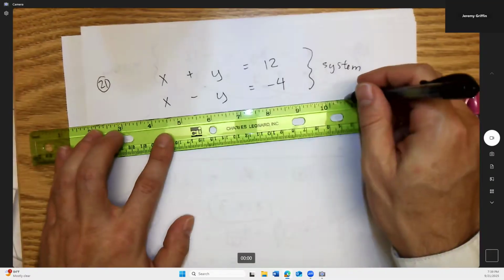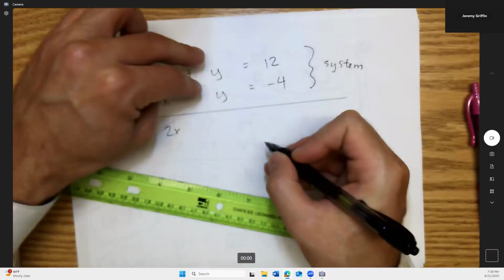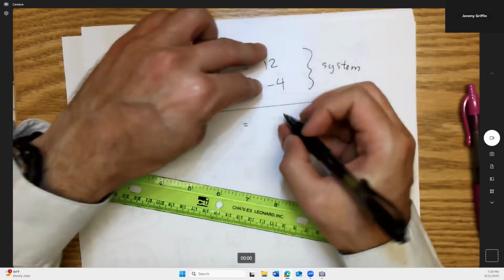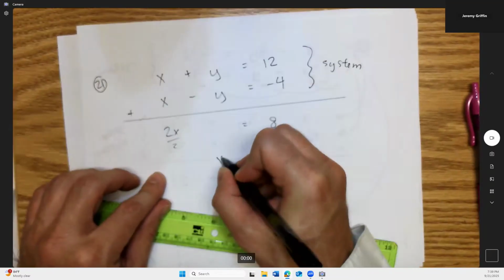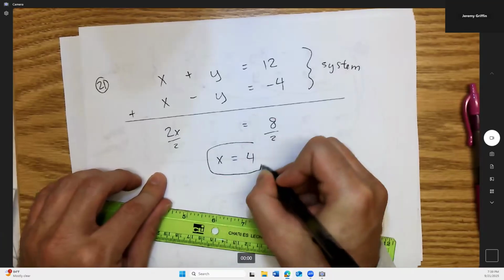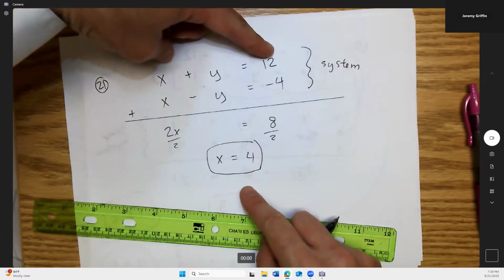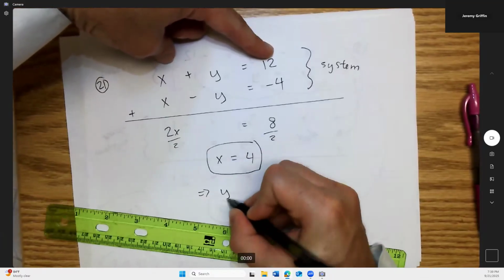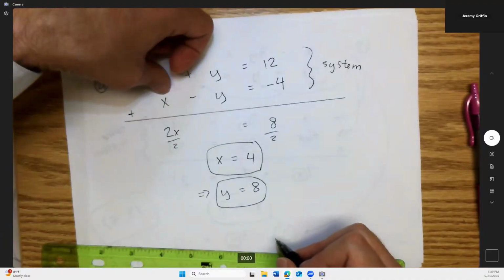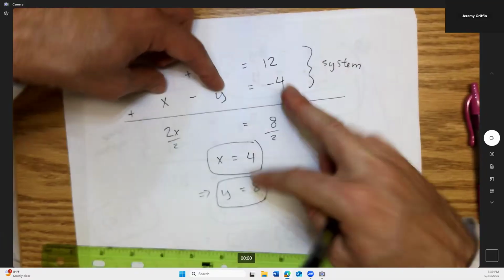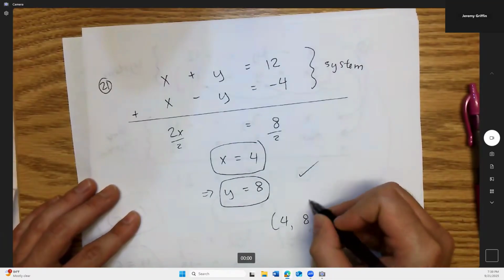Now, this one I do like elimination because watch this. I can just add these together. x and x is 2x. The y's go away. They subtract from each other. And that gives me 8. Divide by 2, both sides. x is equal to 4. And then once you got that, you can go back here. If x is 4 and I subtract 4, wouldn't that give me 8 for y? And does that work for the other one? 4 minus 8 is negative 4. Oh, yeah, it totally checks out. As a coordinate, it should be 4 comma 8, if you like an xy coordinate.